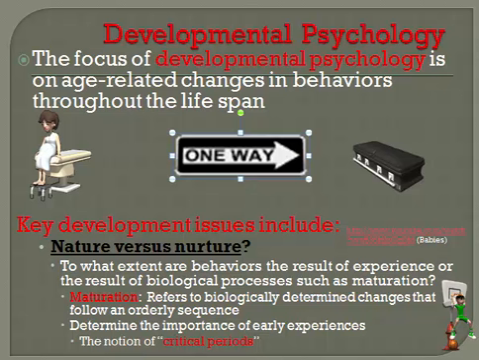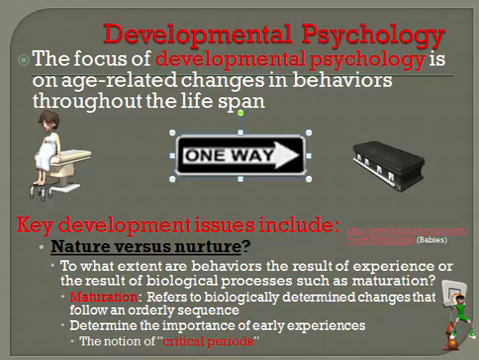So starting out with developmental psychology, we know that we're talking about basically conception to death and everything in between. There are three key developmental issues that have to be considered. The first one is nature versus nurture. And hopefully by now you guys know what that means. But nature means what are the biological or genetic influences on development, and nurture means what are the environmental influences on development.